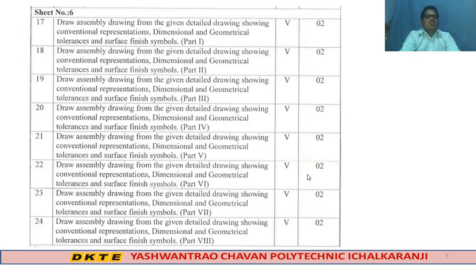Next, sheet number 6 is on draw assembly drawing from given detail view. They will give you one detailed drawing. On that drawing you can draw an assembly drawing. In this drawing also you should give all the conventional representation, geometrical and dimensional tolerances and various symbols.